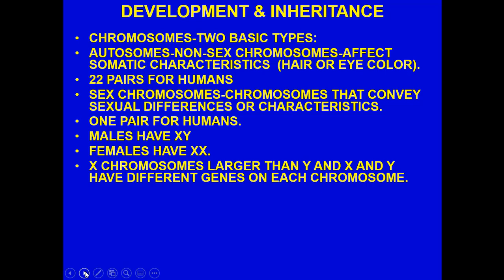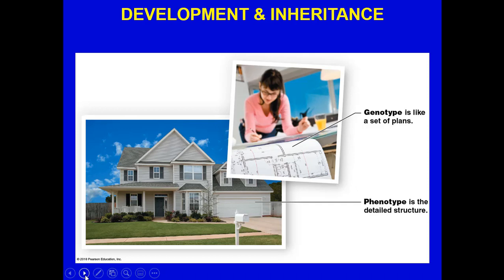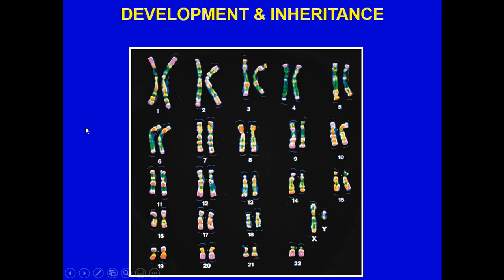Okay? Now, X chromosomes, as I mentioned to you earlier, are larger than Y, and therefore X and Y have different genes on each of the chromosomes. Now, I like how the author mentions this very briefly. Genotype is like your set of plans, but the phenotype is the detailed structure. Now you might say, well, why? Well, we're going to get into that because here are the 23 pairs, and the first 22 control structure like blood type, hair color, muscle metabolism, and the biochemistry in the liver, all that stuff.